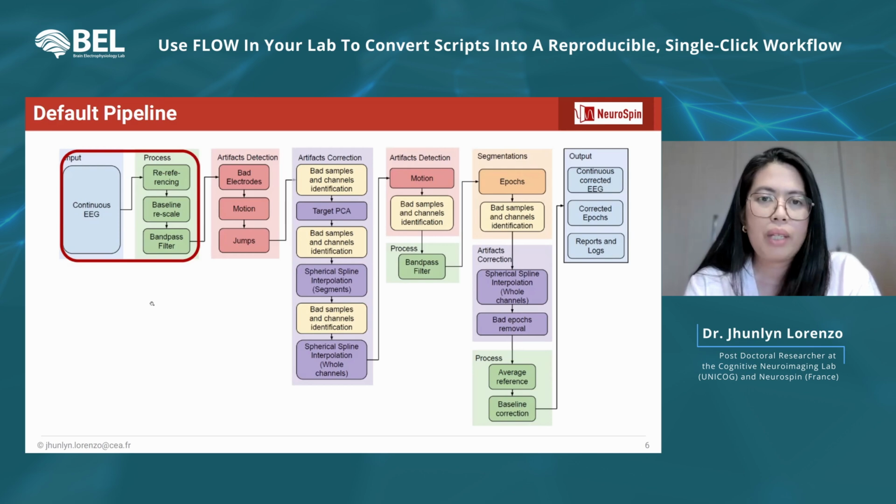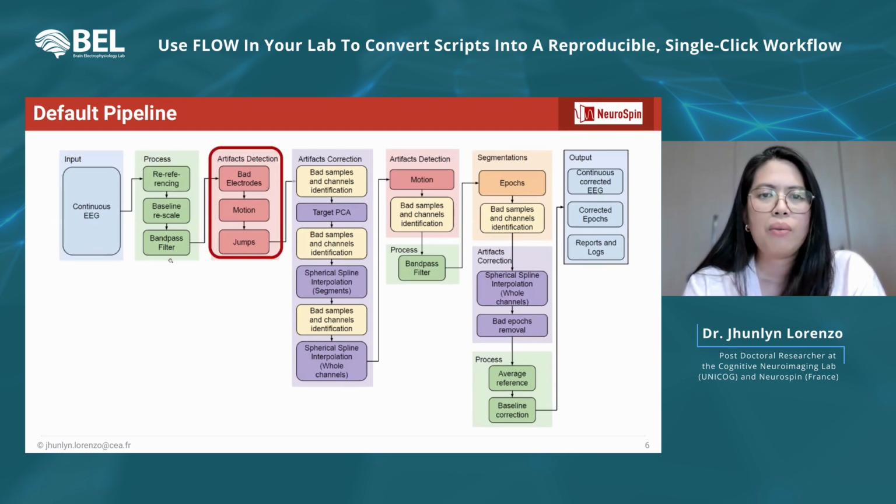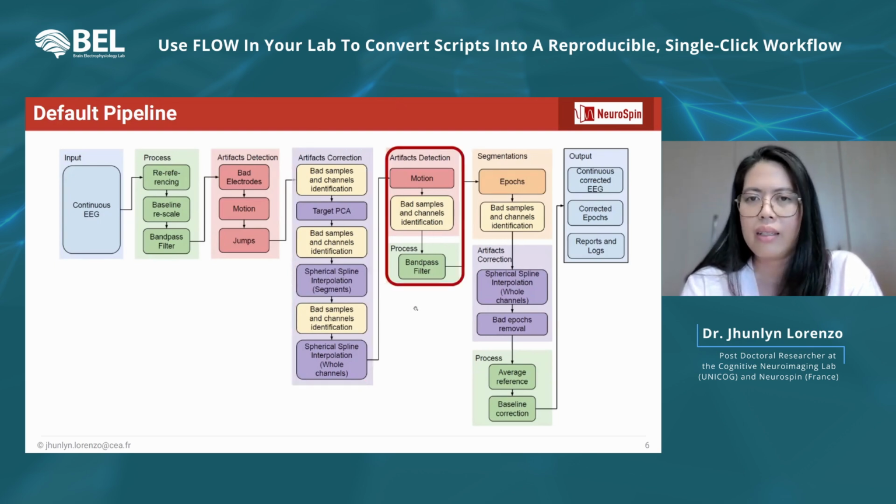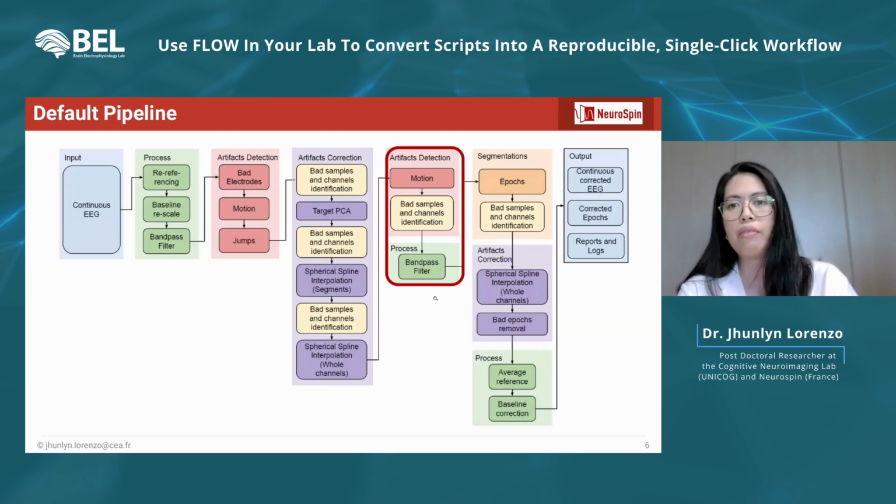Before we perform the artifact detection, we apply a minimal bandpass filter using MNE's finite impulse response filter to remove the power line noise as well as the slow drifts. Note that the filter is only applied on the continuous data to avoid edge effects. Then we try to detect the artifacts and correct them if possible. Then we perform a second artifact detection and another filter if necessary.